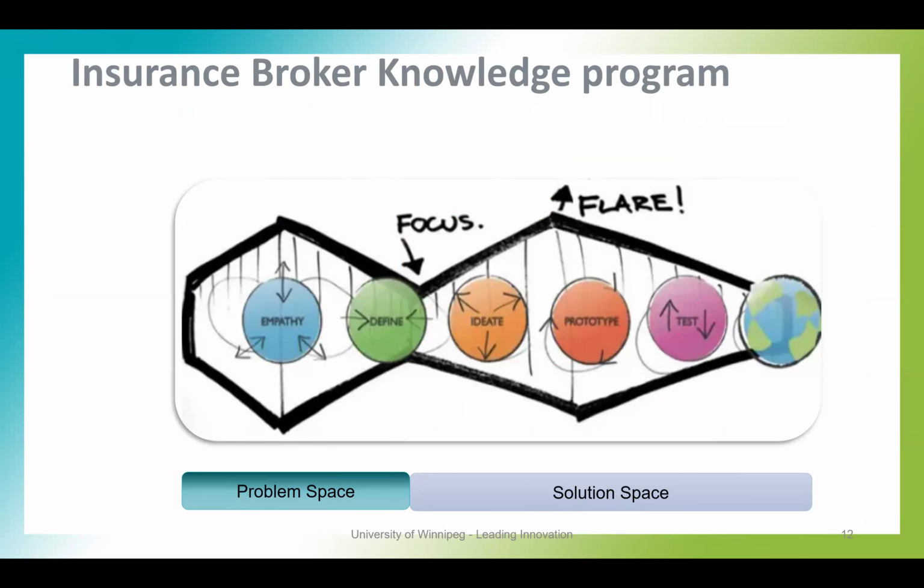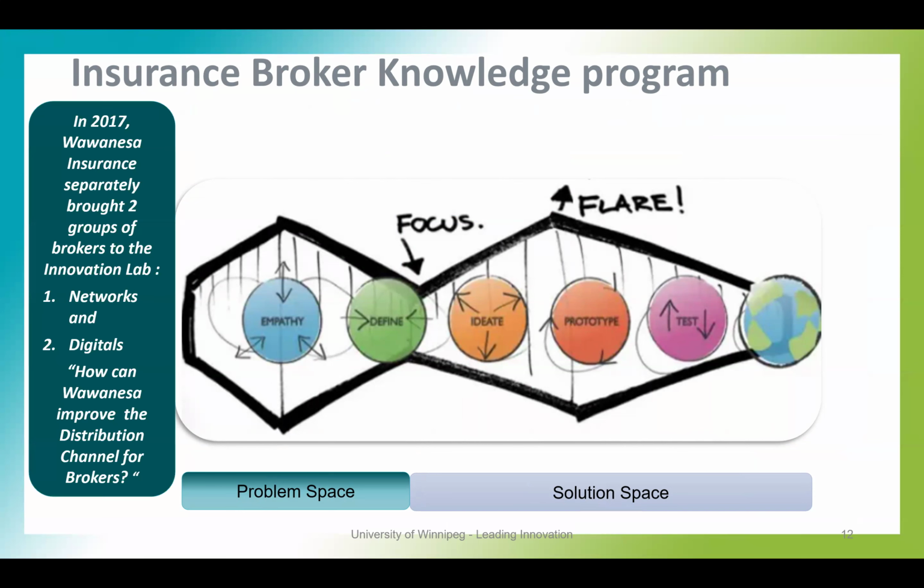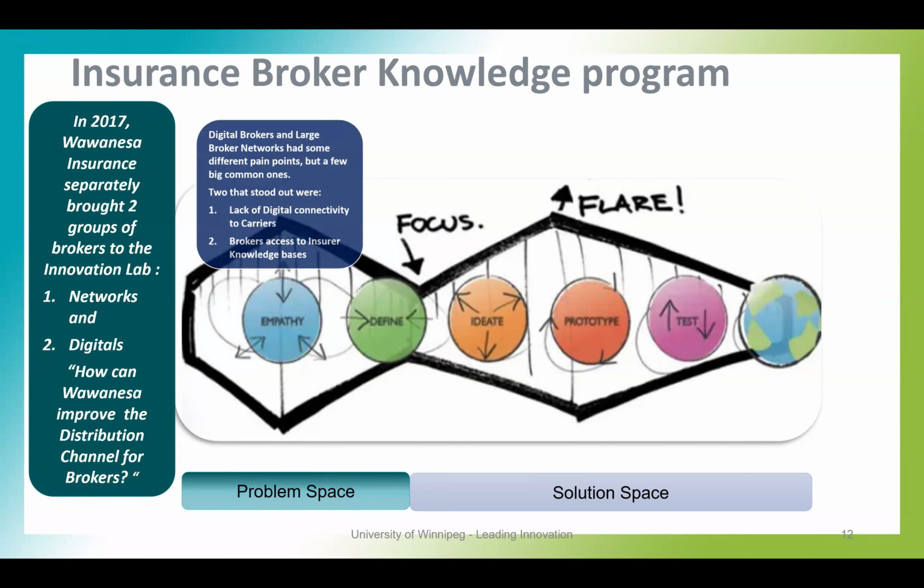So this is another example, a second example, and this one is from my own career. In 2017, the company I worked for, UW Insurance, brought 2 groups of brokers into our innovation lab, which I ran at the time. They brought in a couple of large network brokers and also some smaller, very digitally savvy brokers in 2 separate meetings. We asked them, how can UW improve the distribution channel for brokers? We had 2 full-day sessions with these groups.